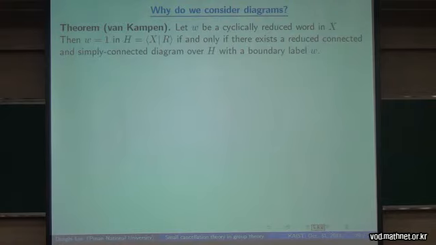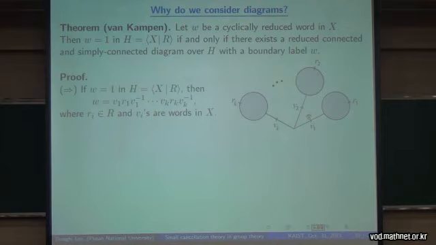Then there is a reason why we tend to use diagrams like that. The following theorem is Van Kampen's theorem, which is very classical in group theory. Let me introduce this theorem. Let W be a cyclically reduced word in X, then W equals the identity in this group if and only if there is a connected and simply connected diagram over H with a boundary label W. The proof is very simple, so let me show you its proof.